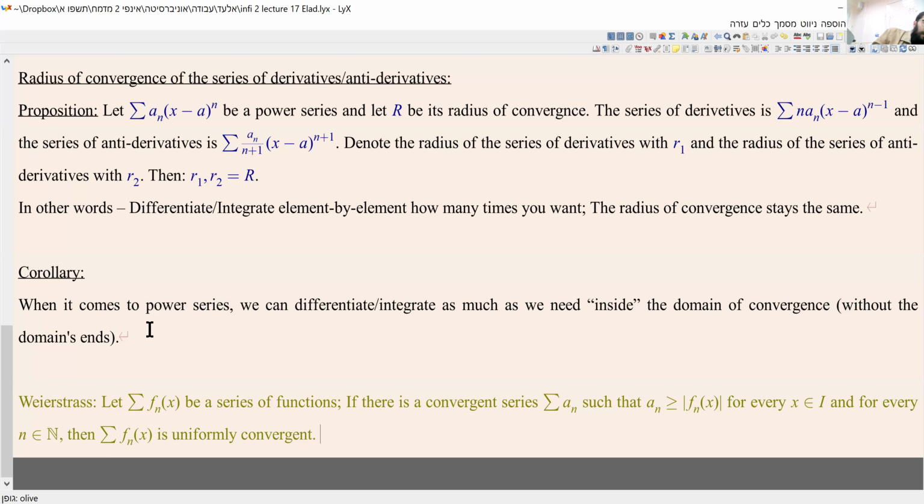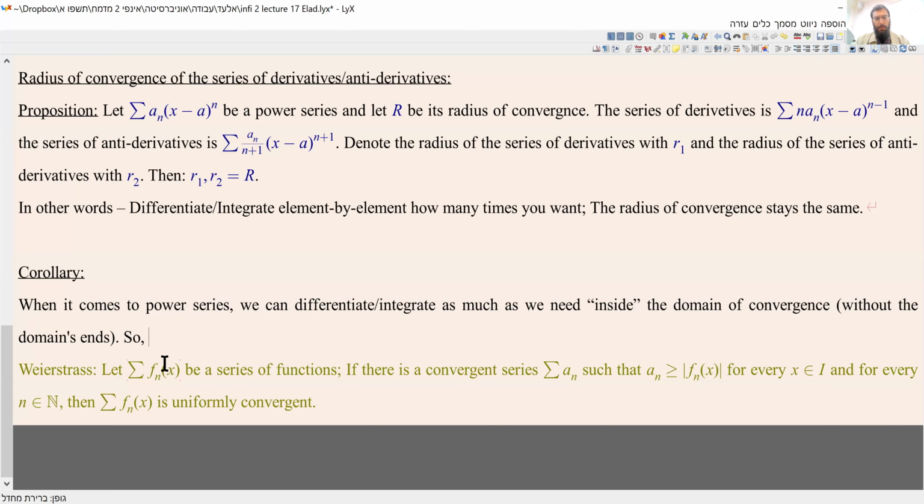So, back to our corollary. Nothing to add. It's phrased well enough. When it comes to power series, we can definitely integrate as much as we need inside the domain of convergence. So let's add it.